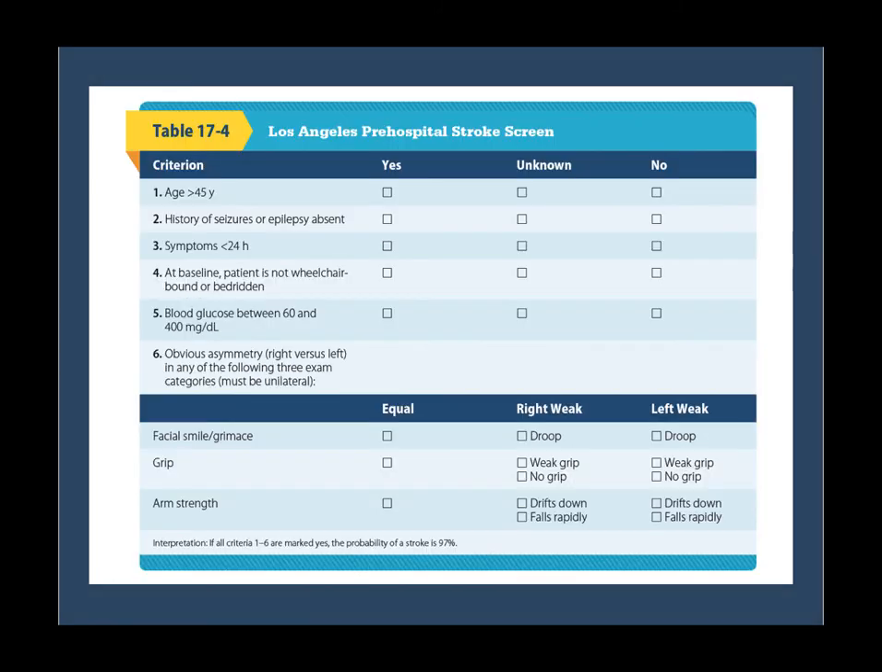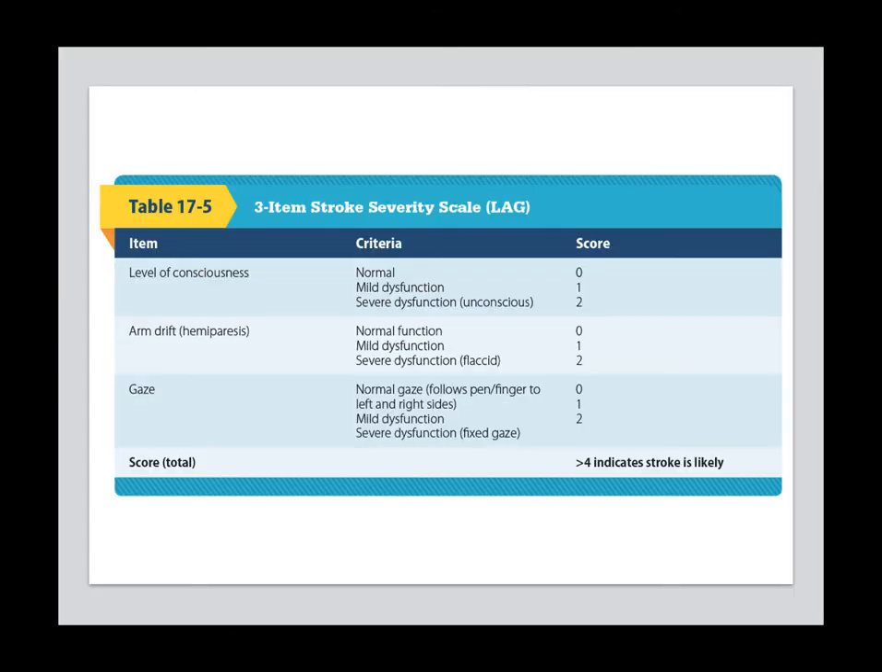The Los Angeles Pre-Hospital Stroke Screen is different in that it's going to take into account the age of the patient, how long their symptoms had been going on, any kind of medical history. And also they're going to do facial droop, arm drift, and grip strength. The 3-Item Stroke Severity Scale, or the 3I-SS, looks specifically at 3 items: level of consciousness, arm drift, and gaze.